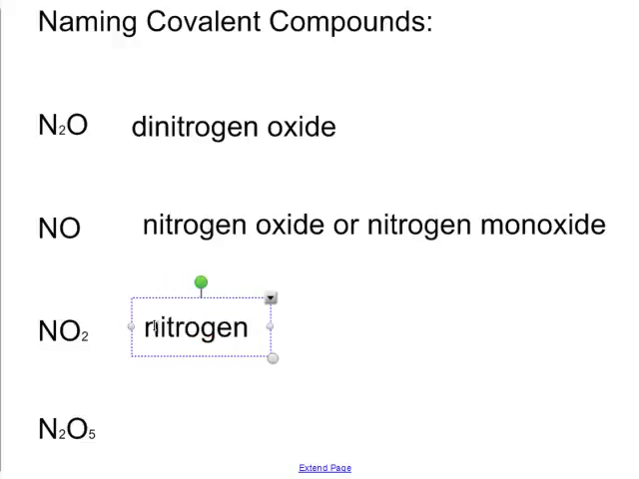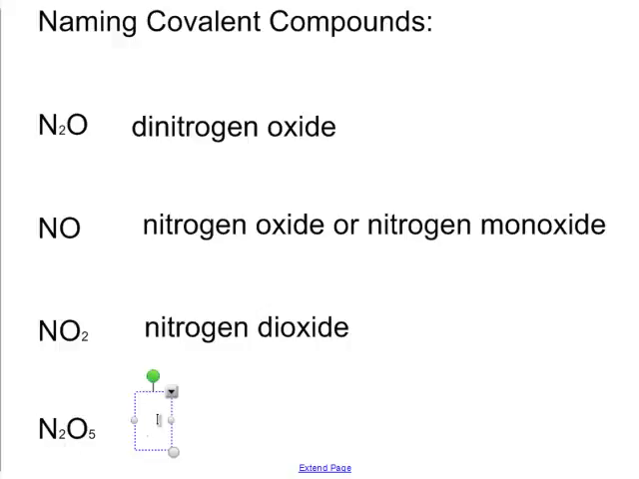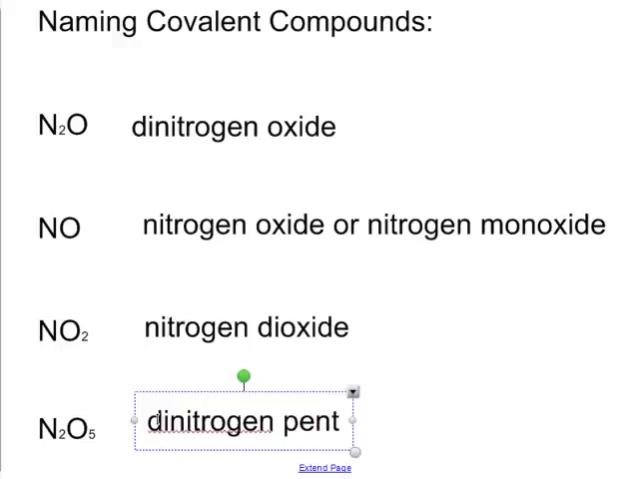Next one, I have nitrogen dioxide, because there are 2 atoms of oxygen. And the last one, we have 2 atoms of nitrogen, so again, dinitrogen. And 5 oxygen, so penta is my prefix. But the next word is a vowel as well, oxide, so we drop the A and add the oxide. So drop the vowel on the prefix and add it to your word. So dinitrogen pentoxide. And that is how we name covalent compounds using those Greek prefixes.